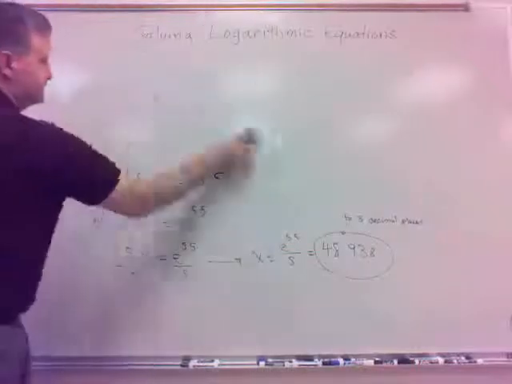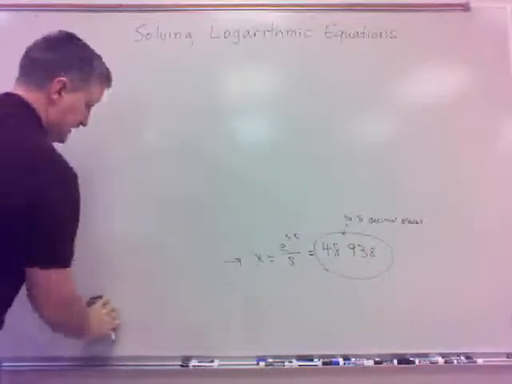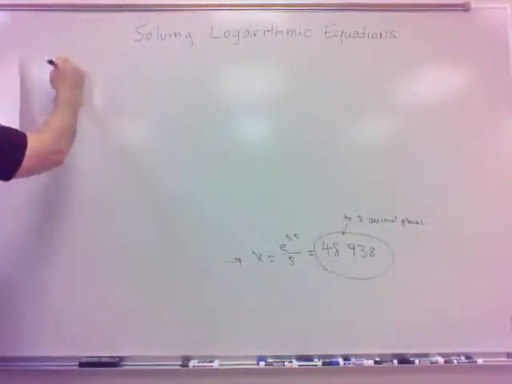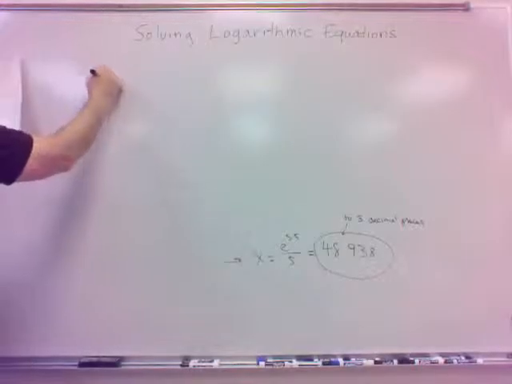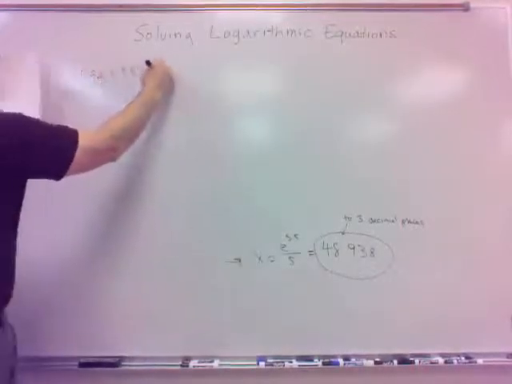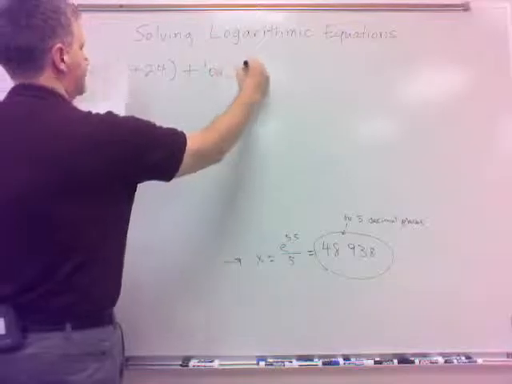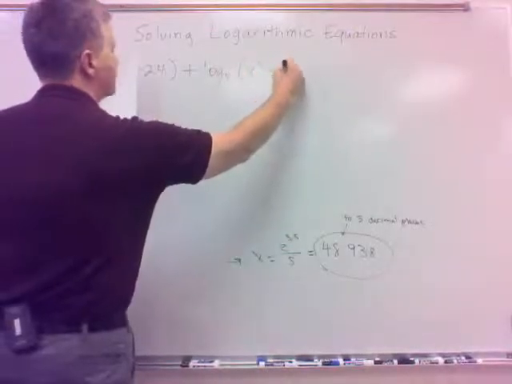All right. Well, how about this one? This one has an extra little twist on it. Log base 5 of x plus 24 plus log base 5 of x equals 2.